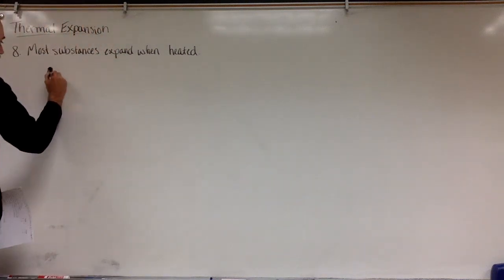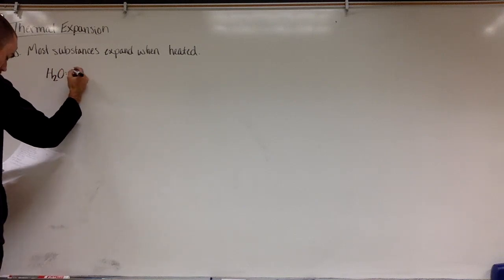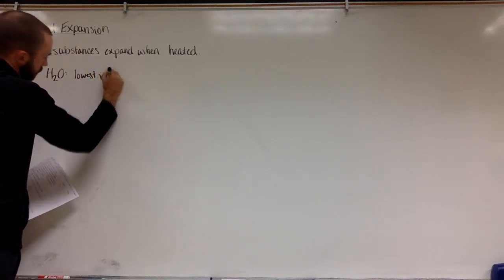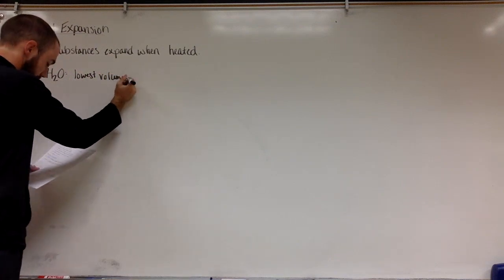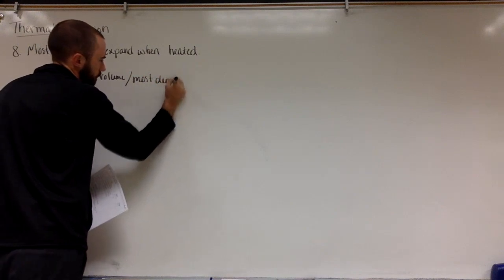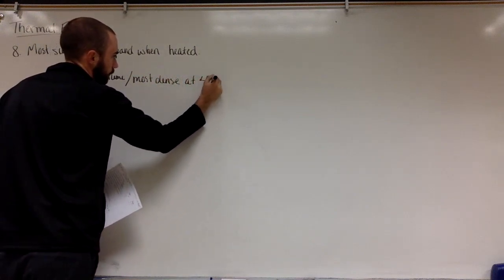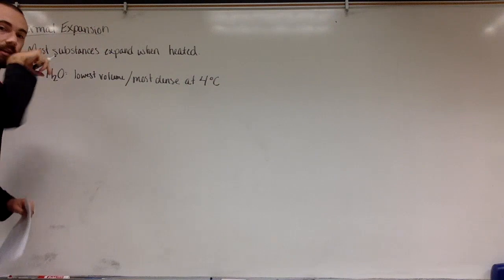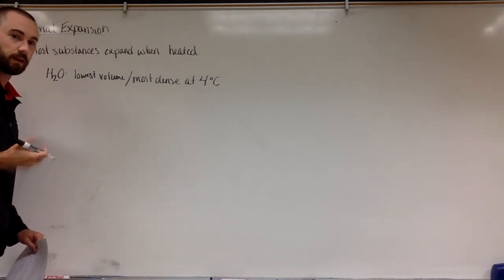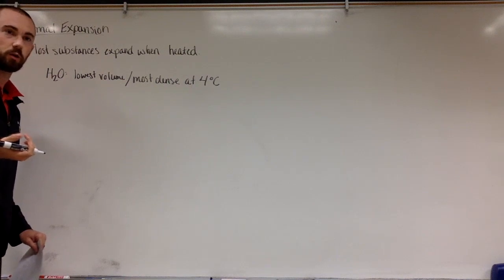But water is an exception to this. Water is at its lowest volume, which is the same thing as when it is most dense, at 4 degrees Celsius. So it actually gets a little more dense before it gets to the freezing point. And the reason for that has to do with the structure of water.